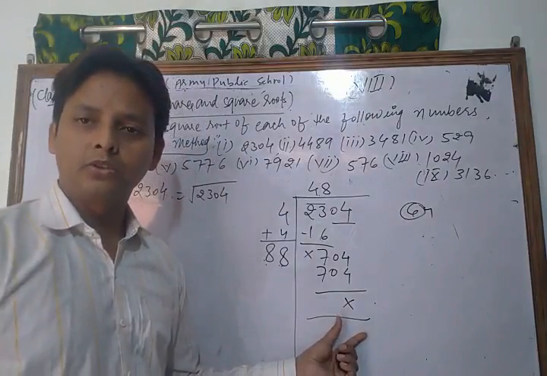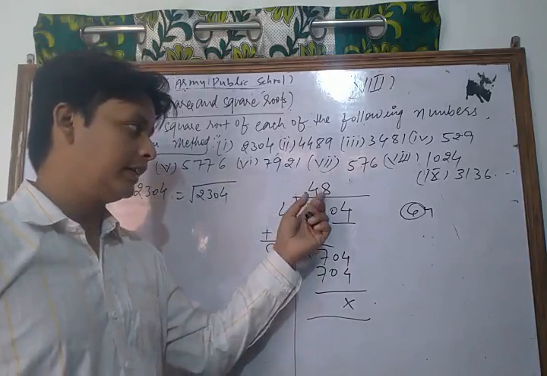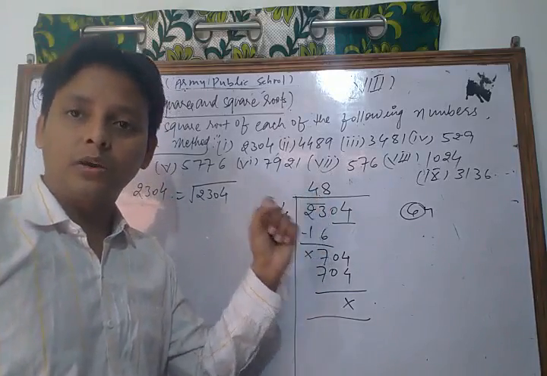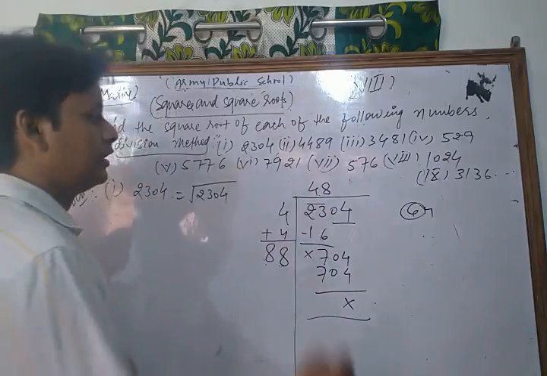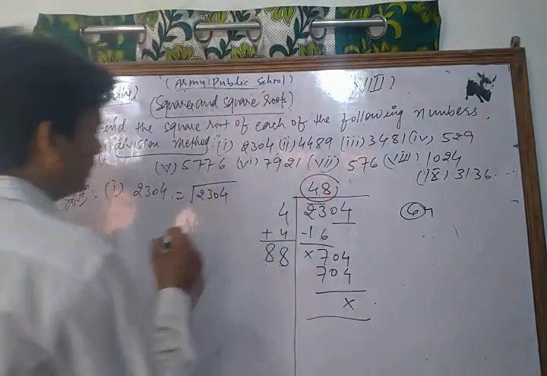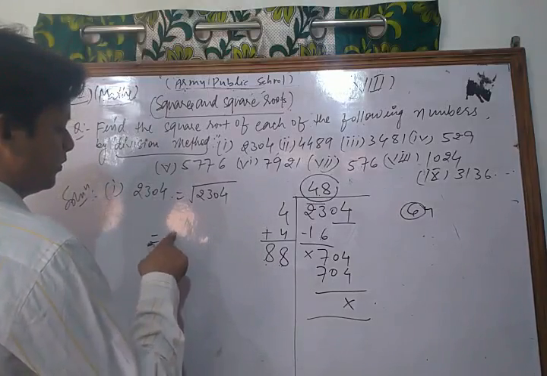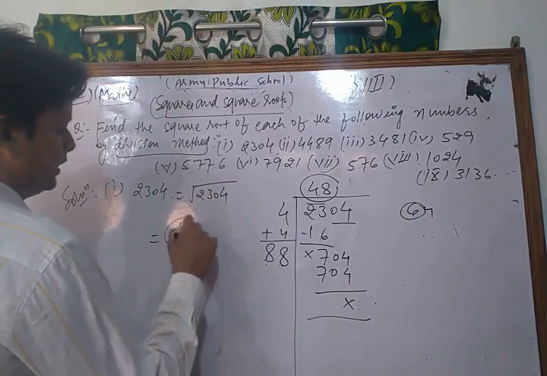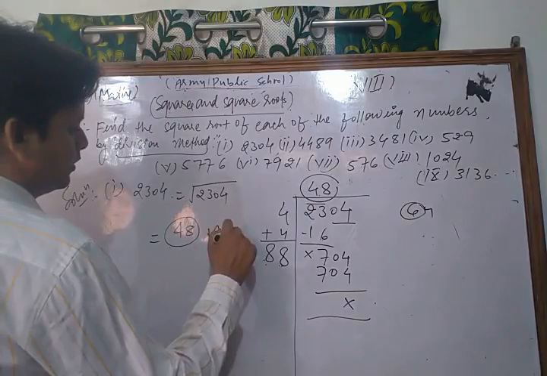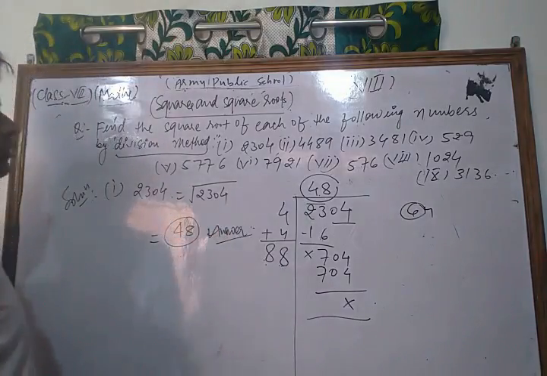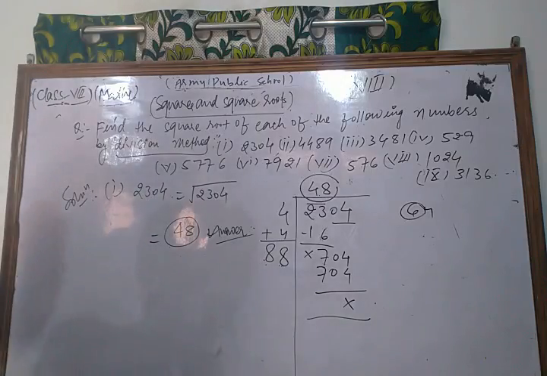Now the remainder becomes 0. The last quotient is the required solution of the given number. Thus the square root of 2304 is what? 48. This is the required solution.